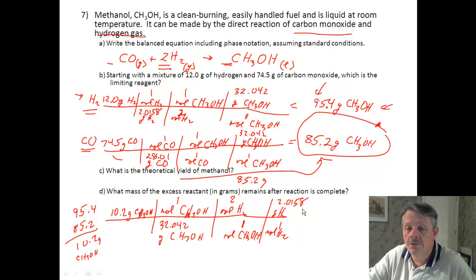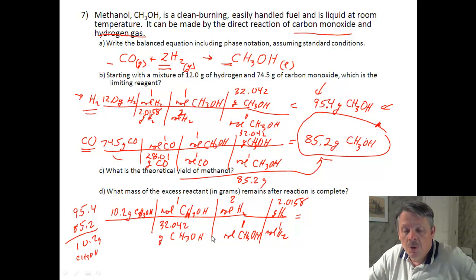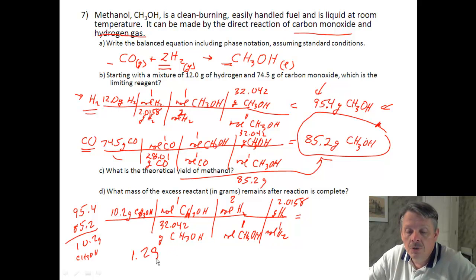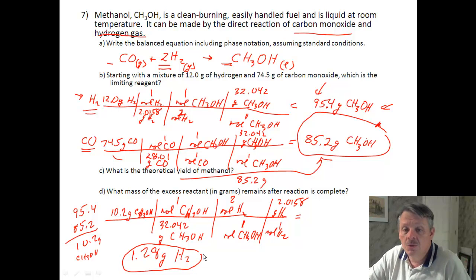grams of hydrogen. So if I plug all this in my trusty calculator, what I come up with is 1.28 grams of hydrogen. So this is what we did not use. That's the stuff we had left over. So when the reaction was all done, we still had 1.28 grams of hydrogen sitting there in the flask, or however we were combining this.